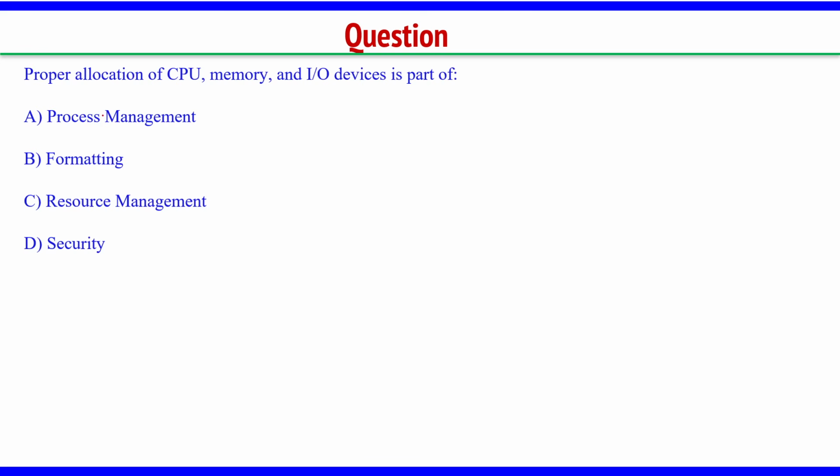Third question: proper allocation of CPU, memory and IO devices is part of which function of the operating system? We have studied the different functions of the operating system. So allocating CPU, memory and input output devices is part of which function? Pause the video, guess the answer and then see my explanation.